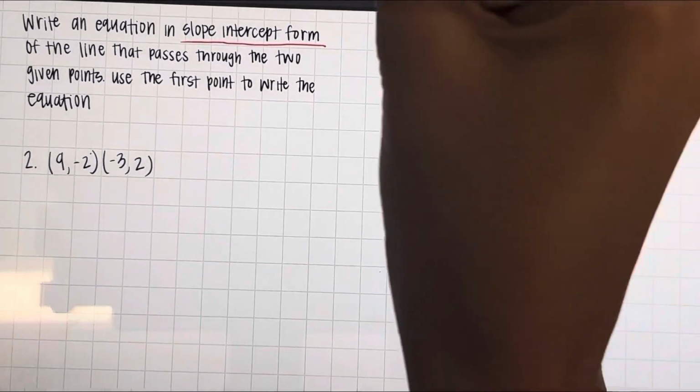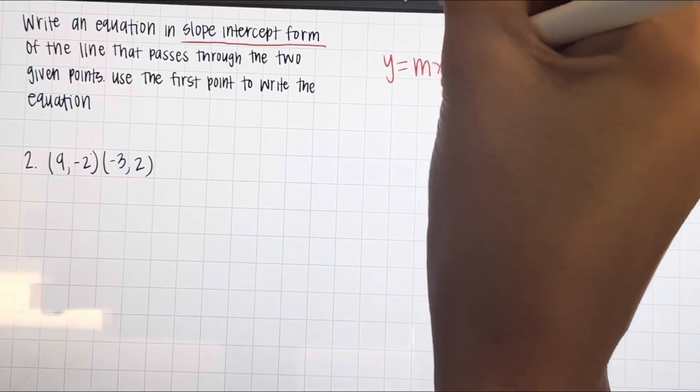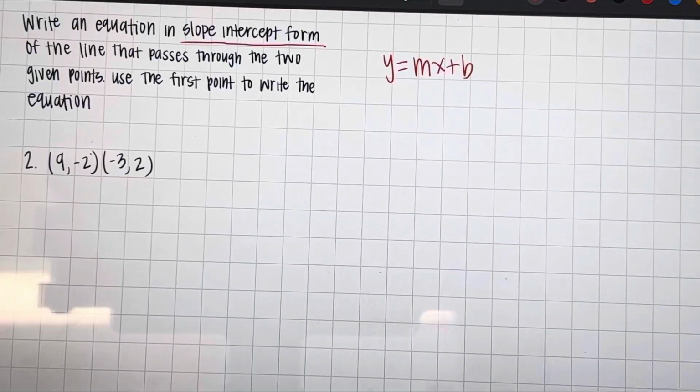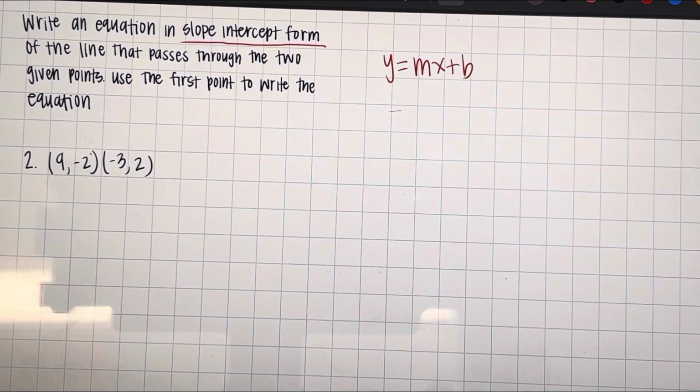So again, just how we started the other one, I'm gonna write down a few things that we need. I'm gonna go ahead and write down y equals mx plus b. This is our equation for slope-intercept form. So we know that our final answer will need to be in this form. I'm also gonna go ahead and write down the 2 other formulas that we're gonna need to solve this problem.